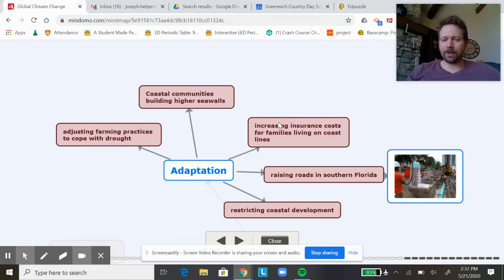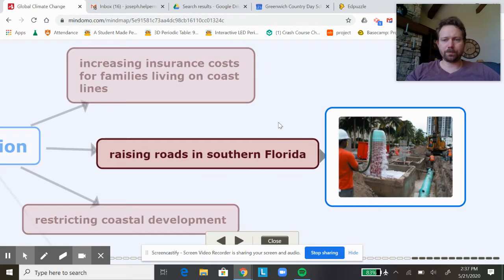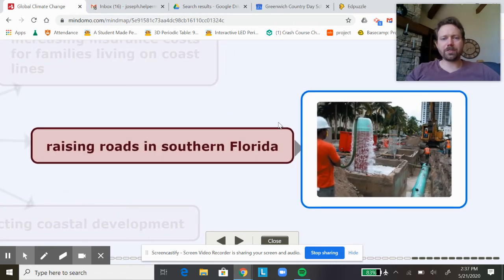This is already happening. Restricting coastal development, increasing insurance costs so that families don't find it prohibitive to move to coastal areas, and adjusting farming practices to cope with things like drought or flooding. This is a picture of southern Florida, of Miami Beach, where they've had to raise the roads. And they predict that in about 10 years, they're going to have to do it again.